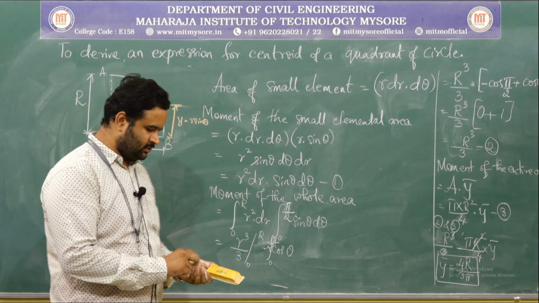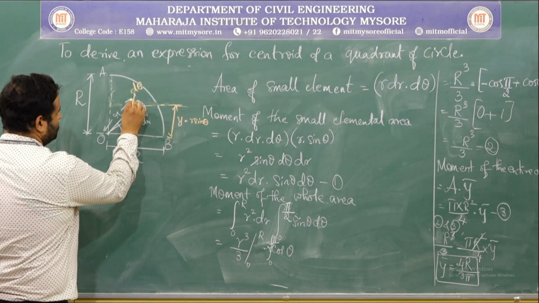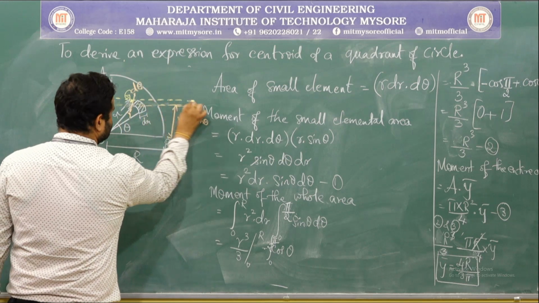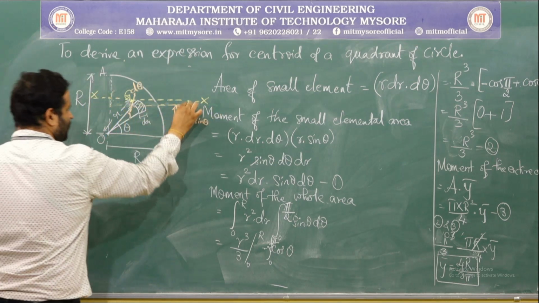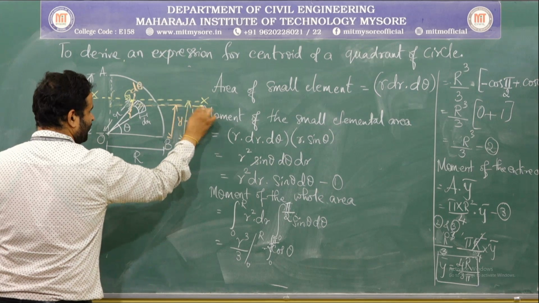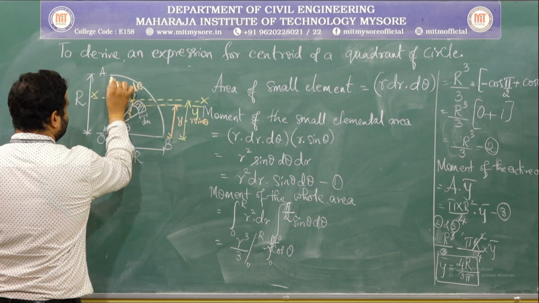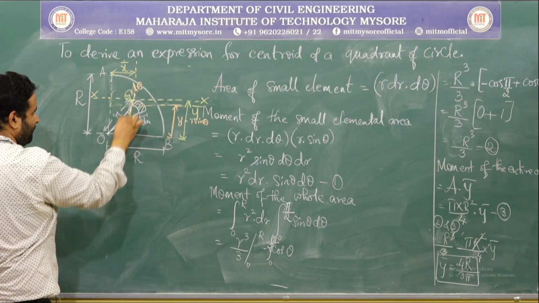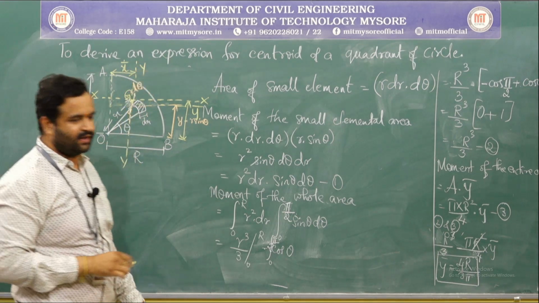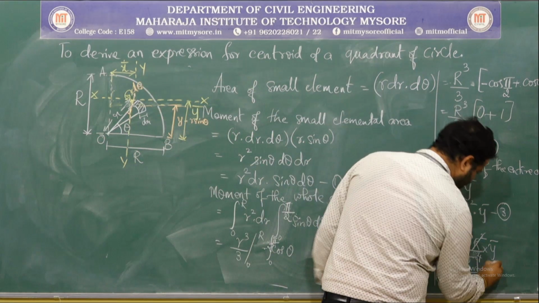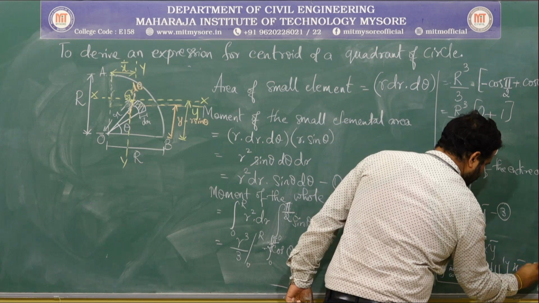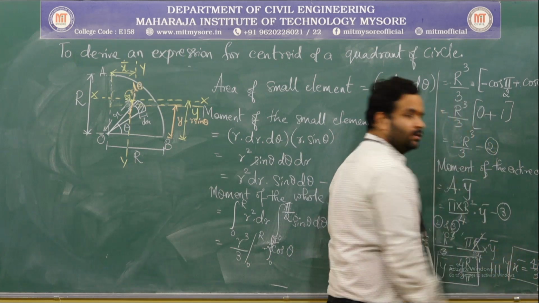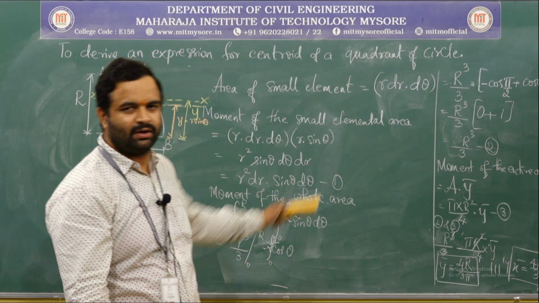having the same steps. So since it is not symmetrical, the centroid lies somewhere here, that is nothing but G. So this is the centroidal axis XX, and this will be its Y bar. Similarly, this will be its X bar, and this will be axis YY. So we can write similarly, X bar is equal to 4 R by 3 pi. So this is how you locate the centroid of a quadrant of a circle.